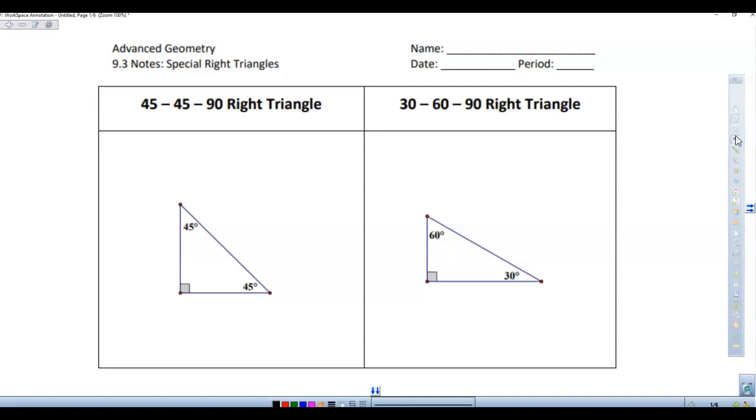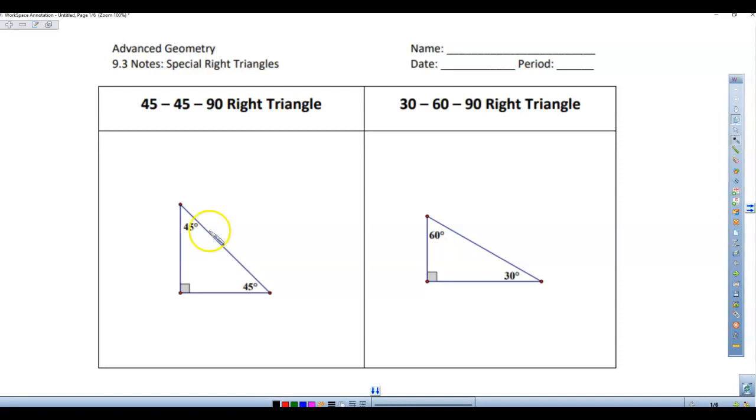So after you just did the warm-up, the hope was that you saw a pattern. And so the pattern that I hoped you saw, we'll start, of course, with the 45, 45, 90 right triangle. And before we talk about the pattern, I suppose, let's identify the sides that we have.